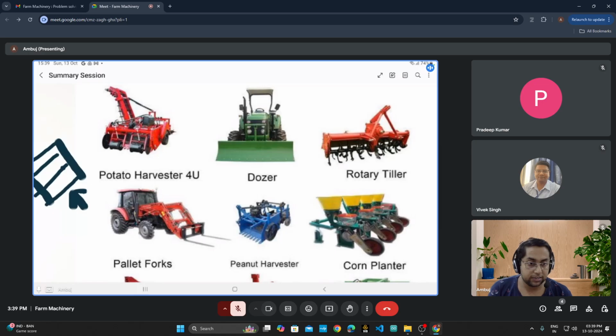What is the functionality of this particular implement? It can be set to perform secondary tillage operation, as well as seed bed preparation. It churns the soil. If it is operated in a wetland field, the soil is automatically churned. If it is operated in a dry land field, then what happens? The soil is pulverized into fine particles, and those particles are further laid onto the field.